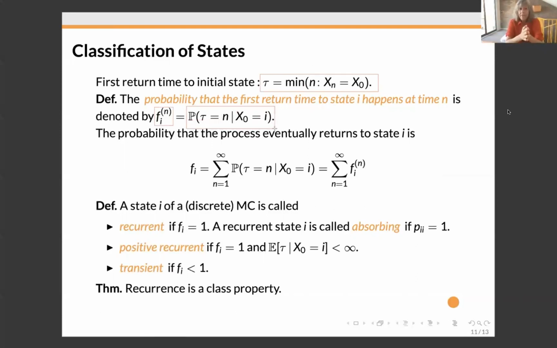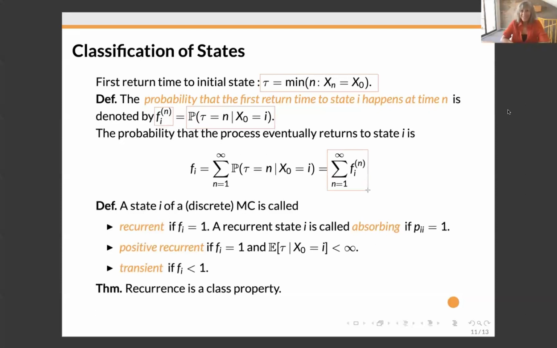The probability that a process eventually returns, so we're not specifying the time step, is obviously the sum of the probability that the first return is on the first time step, or on the second, or on the third, or the fourth, and so on. So this is the basic definition of a probability that is the sum of the probabilities of disjoint events. And of course, these disjoint events are the events of when was the first return.